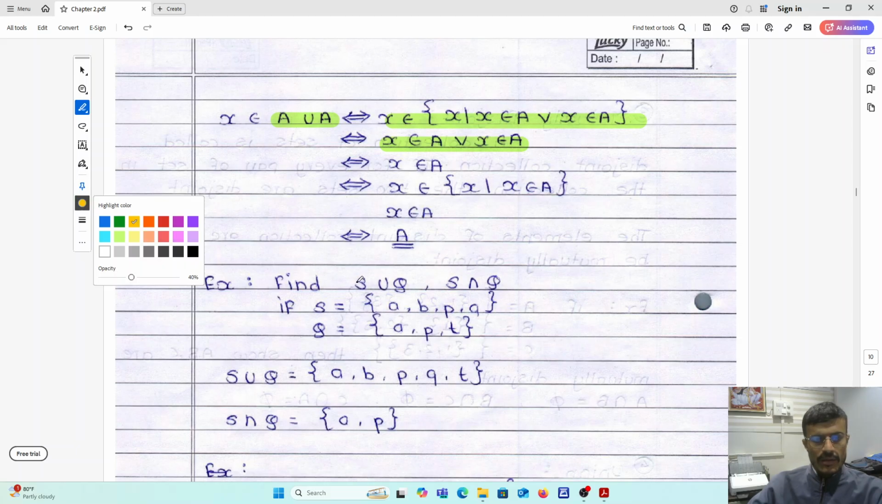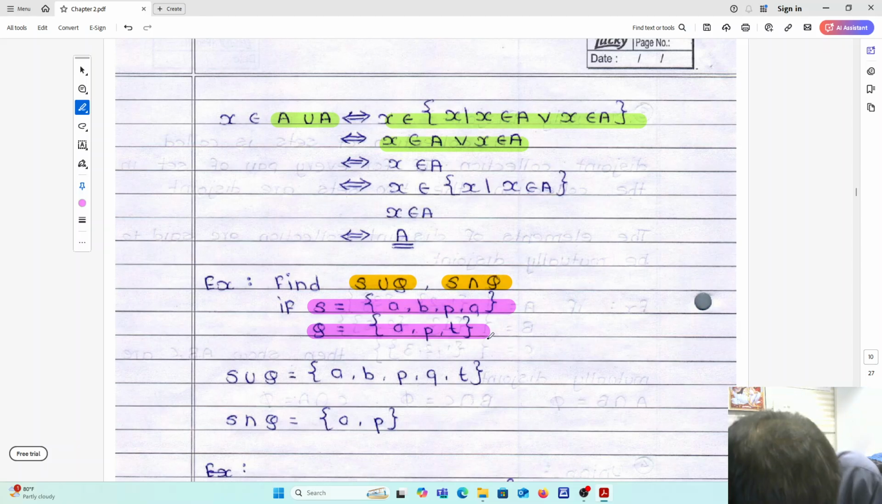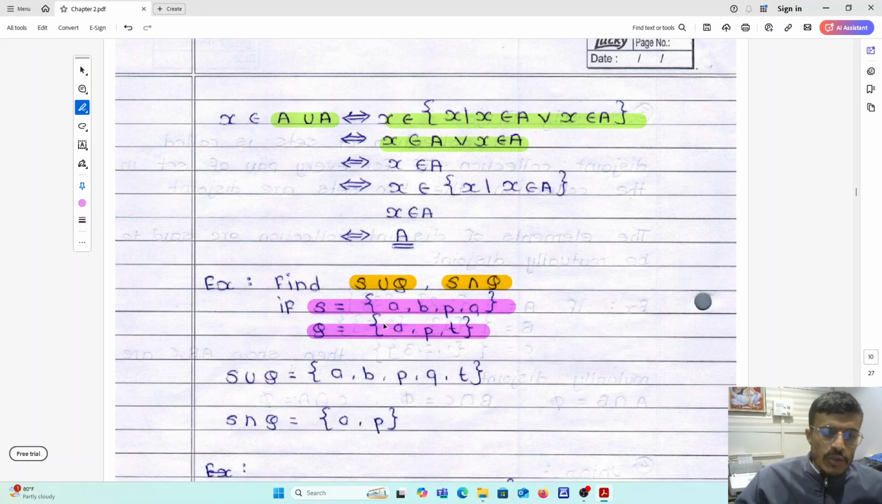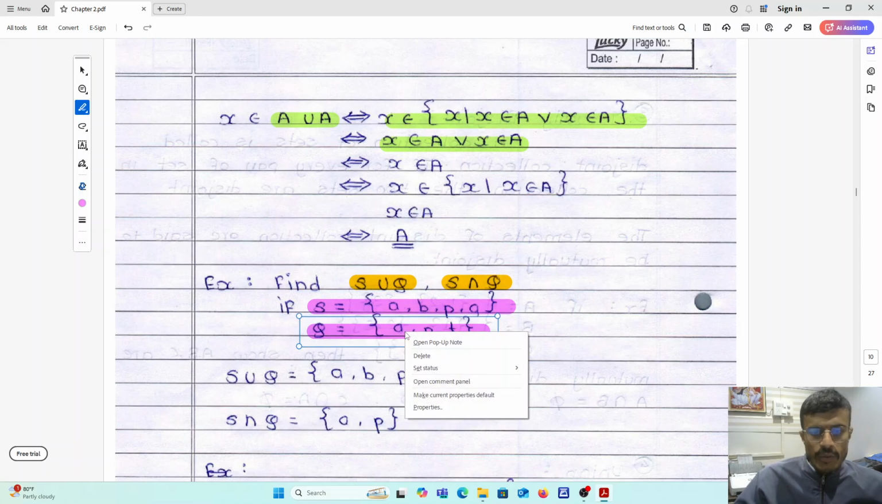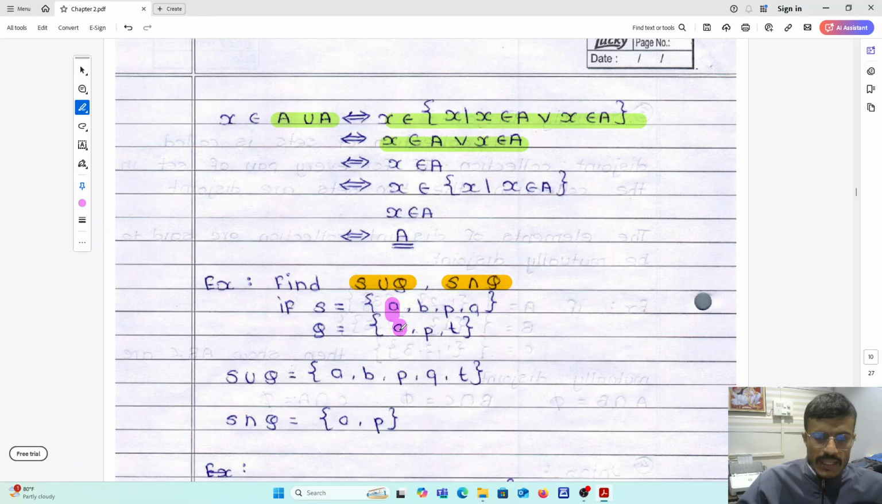Now you have to solve one example. You can see here: find S union Q and S intersection Q. Two sets are given to you. First one is S, containing A, B, P, Q, and Q is A, P, T. These are the two non-empty sets given to you, and you have to find the union. In the case of union, you take all the elements, with common elements taken once. A we have taken once, B is present over here, P is repeated so we take P once, and here is Q, T. So that is the union.